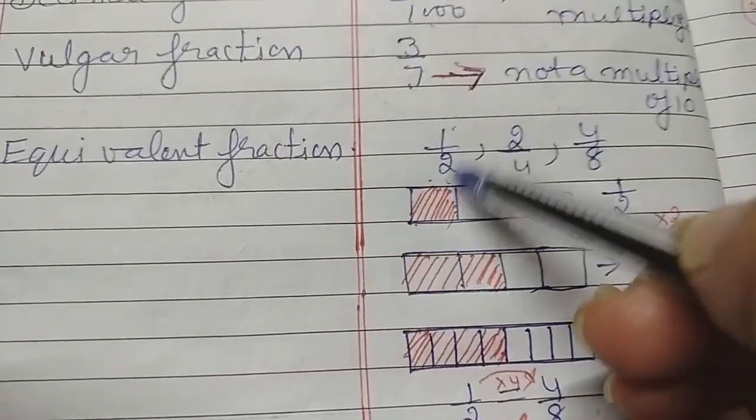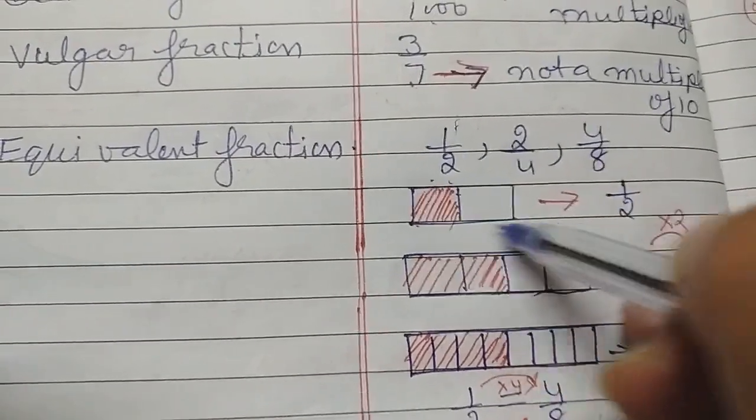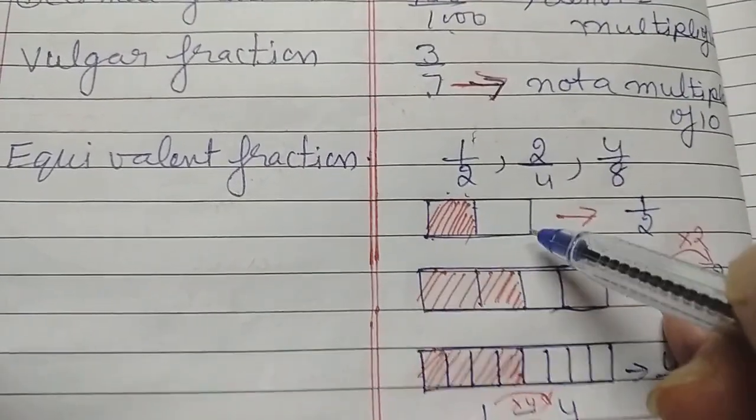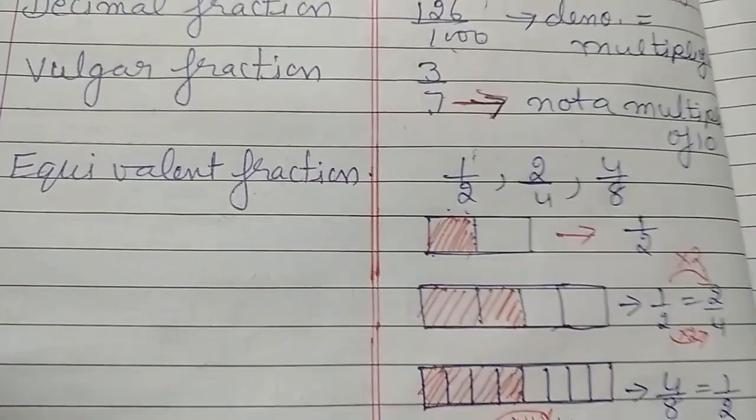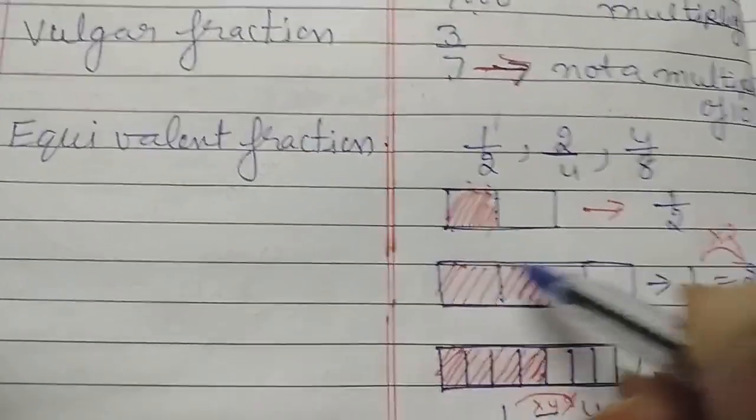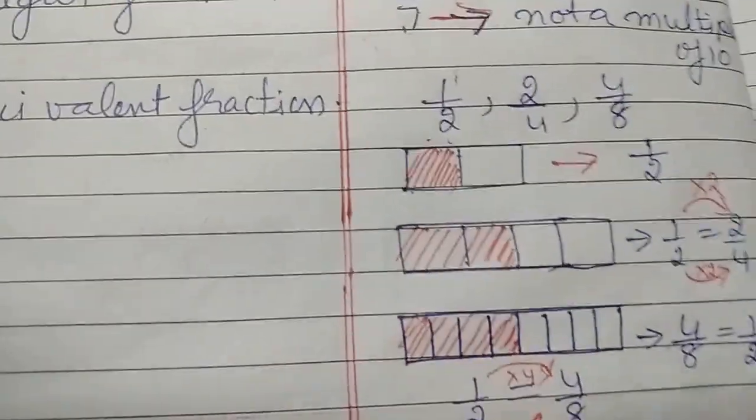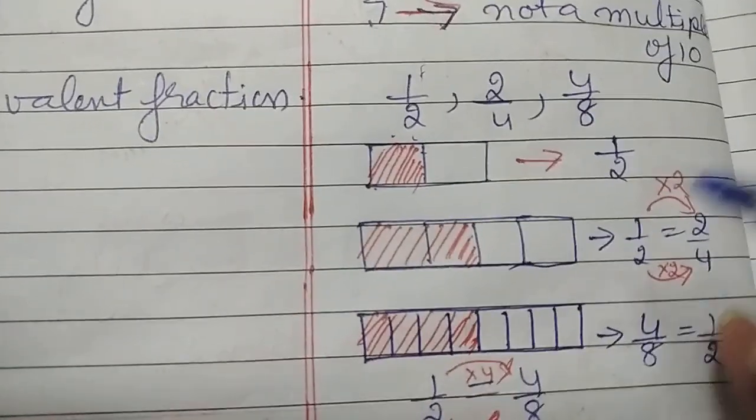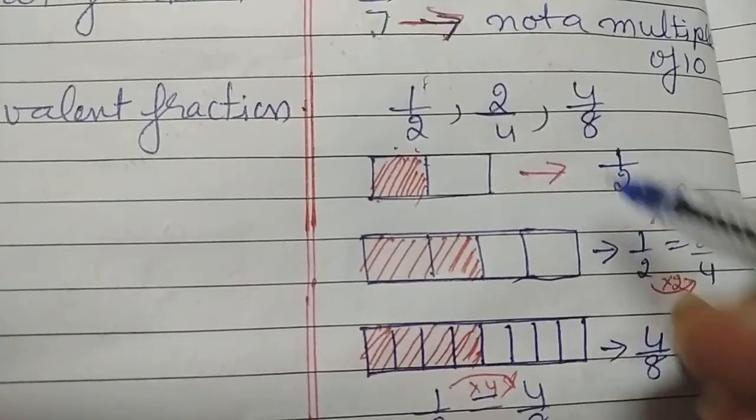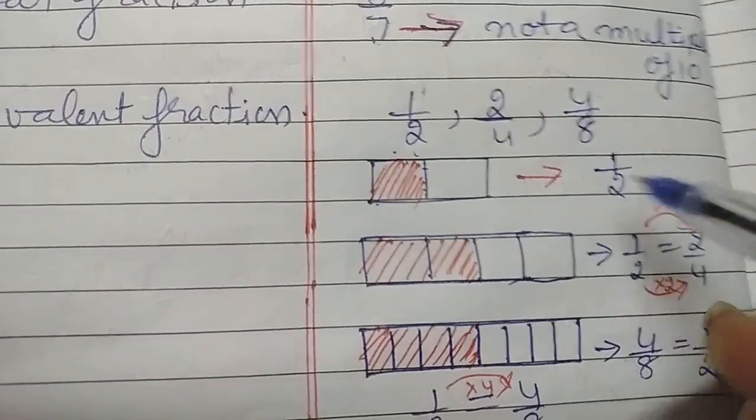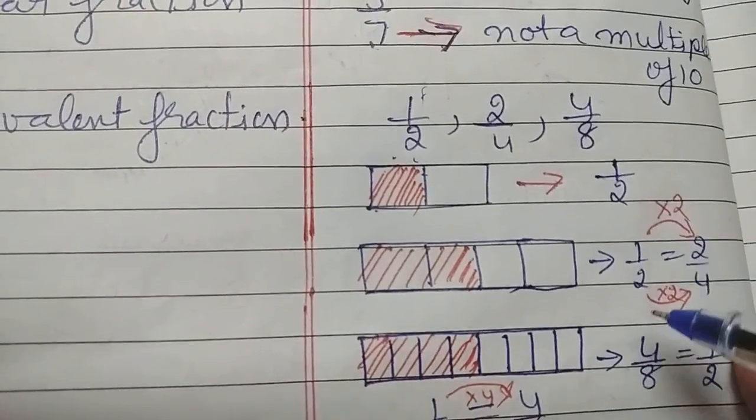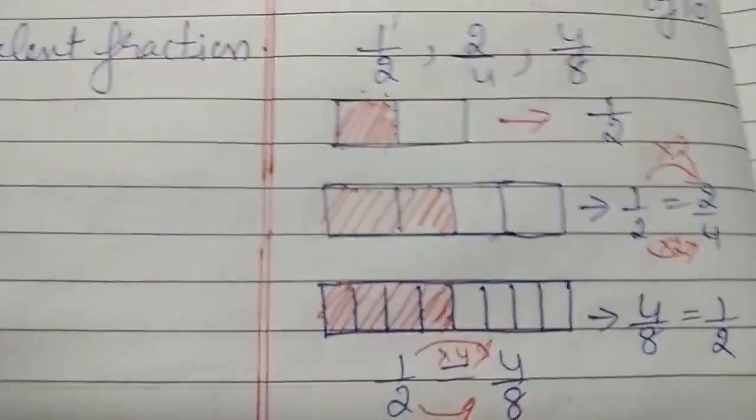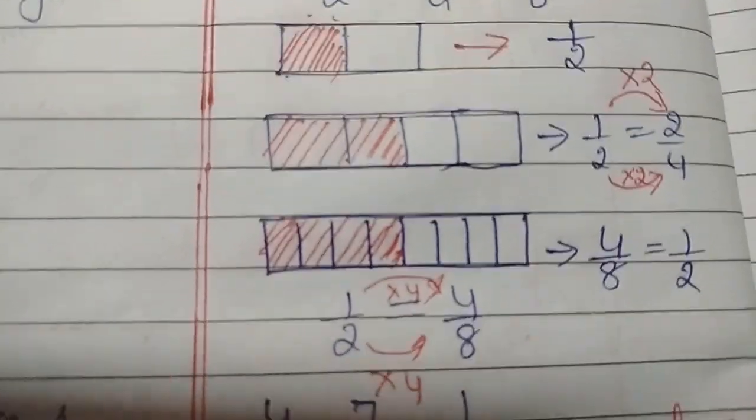Like that, if I have 1 by 2, 1 by 2 means I divide the whole into two parts, so each part is 1 by 2. 2 by 4 means I have divided the whole into four parts and two parts are shaded. 2 by 4 is the same as 1 by 2, because if you multiply the numerator and denominator of this fraction by 2, you easily get 2 by 4.